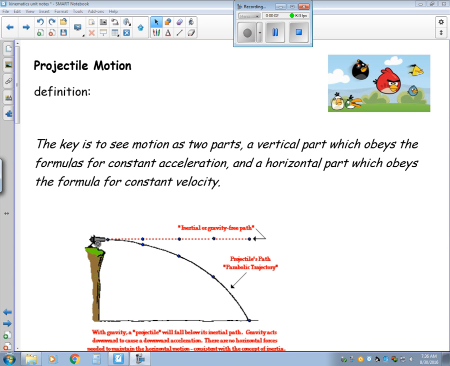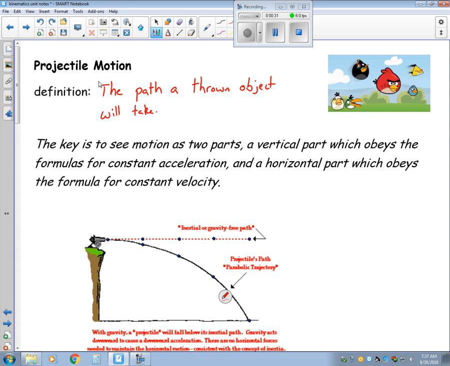Okay, this is our next video on kinematics. I believe video 4. So in this one, we're just going to take a look at projectile motion. Now in projectile motion, this is the path a thrown object will take. The key is to see motion as two parts.